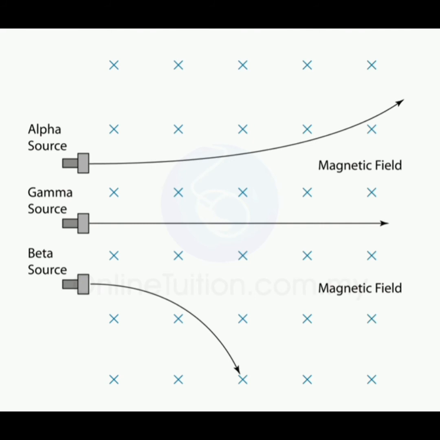Now, what is going to happen if we make these radioactive substances pass through a magnetic field? What we're going to see is that the alpha particles and the beta particles are going to be deflected, with the alpha particles being deflected less, and the beta particles being deflected the most. Why? Because the beta particles have a high mass as compared to that of the alpha particles. And in the case of the gamma rays, they are not going to be deflected because they are not affected by magnetic fields. So this is how it is going to happen.